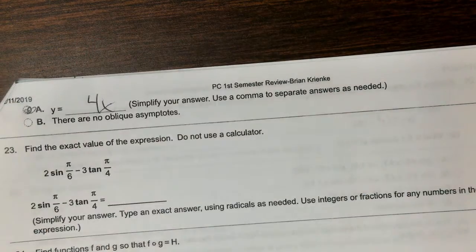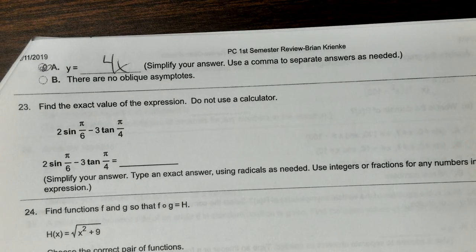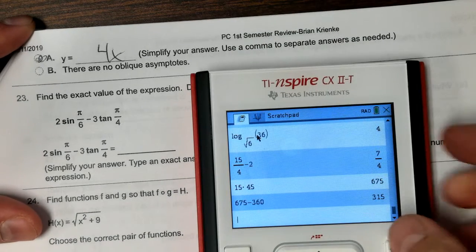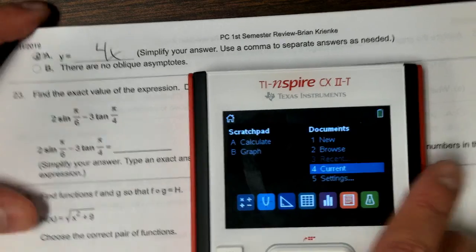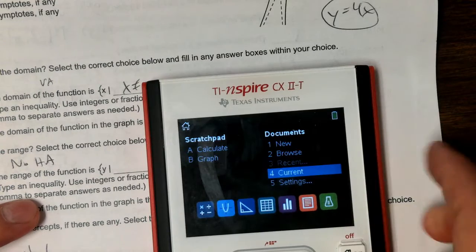So all you really have to do is y over x, but that's only if it goes through 0, 0. If you have it going through a different point, you may want to do it a different way. I can show you real quick.